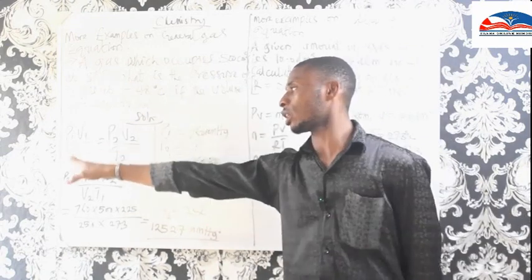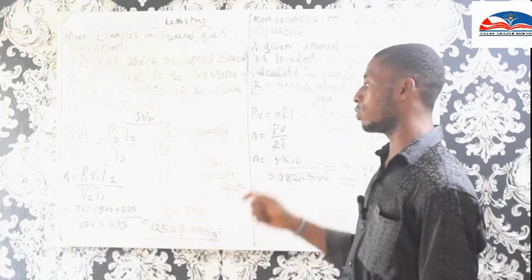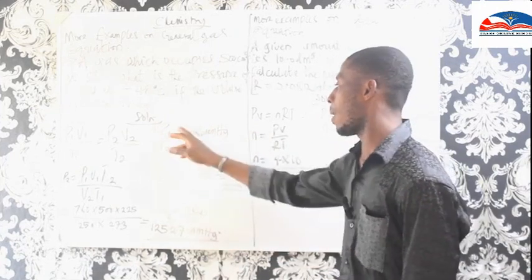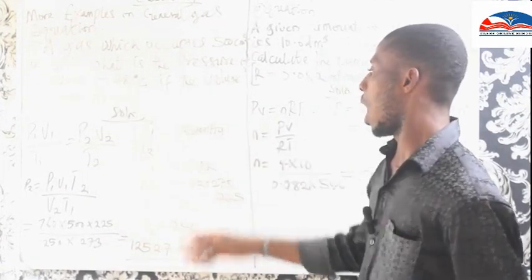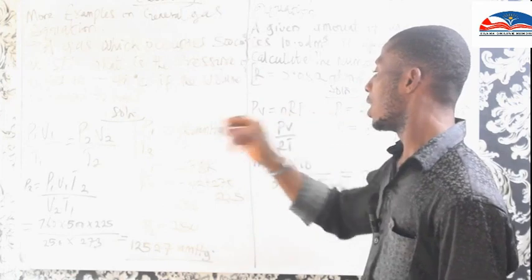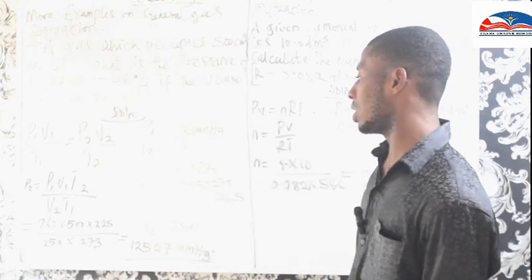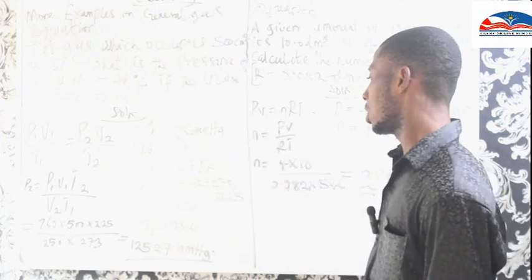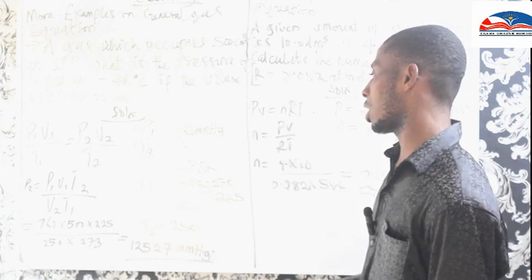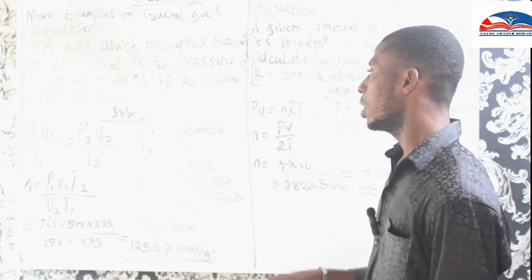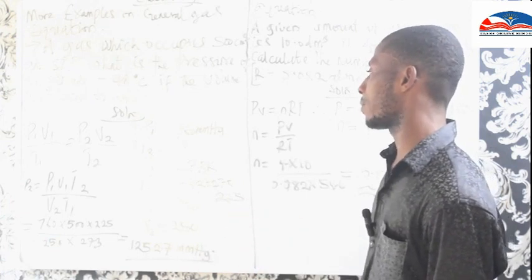This is our formula for the general gas equation, which says P1 V1 over T1 equals P2 V2 over T2. Now, our P1 is 760, which is standard pressure. Our P2 is what we are looking for. T1 is standard temperature, 273 Kelvin. Our T2 is minus 48 degrees Celsius. If you press your calculator, minus 48 plus 273 will give us 225.